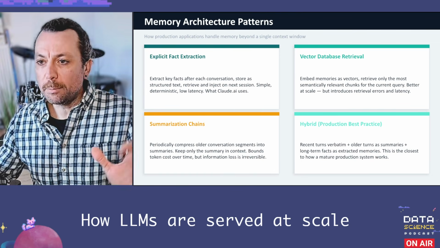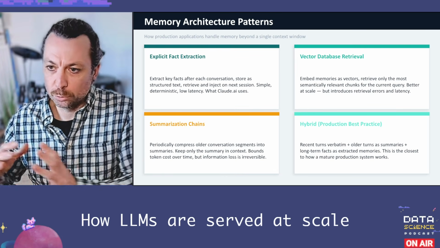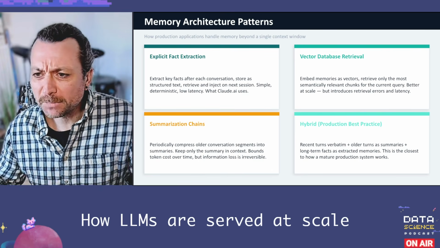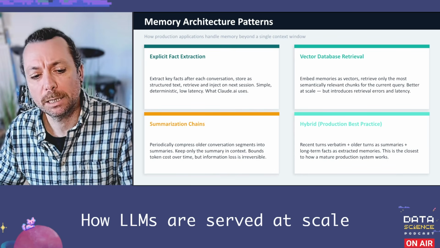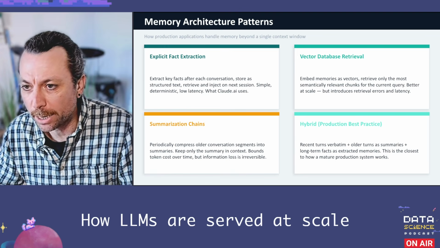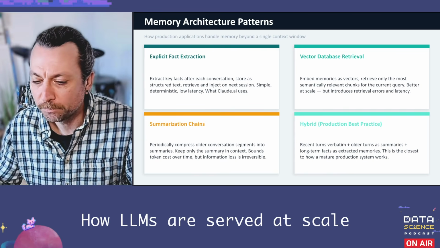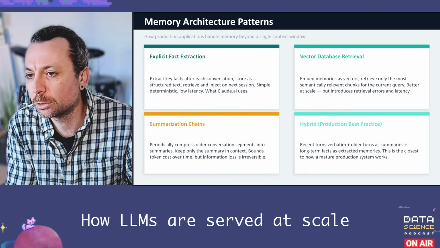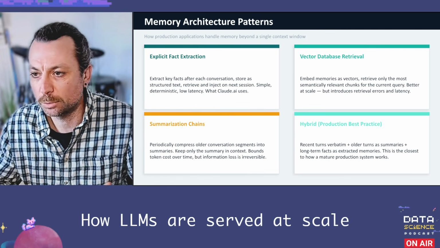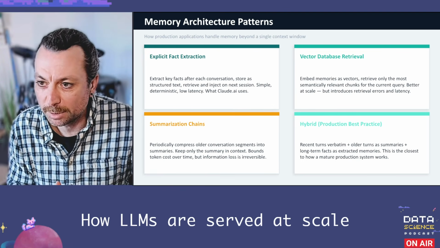Okay, so some memory architecture patterns. Again, we start from the simple way to the most sophisticated ones, or the ones that are currently used in production. The very naive way of a memory architecture pattern is so-called explicit fact extraction. What is that? Well, you extract key facts after each conversation, you store these facts as structured text, and then you retrieve and inject them on the next conversation, session, whatever that is. It's a very simple concept. It's a very simple implementation as well.